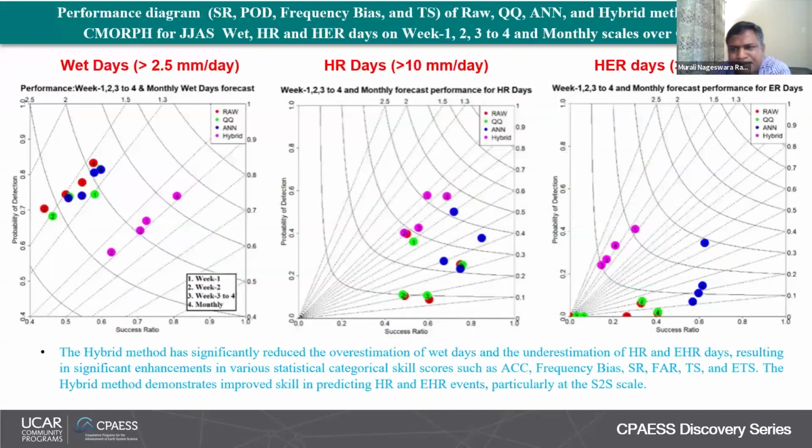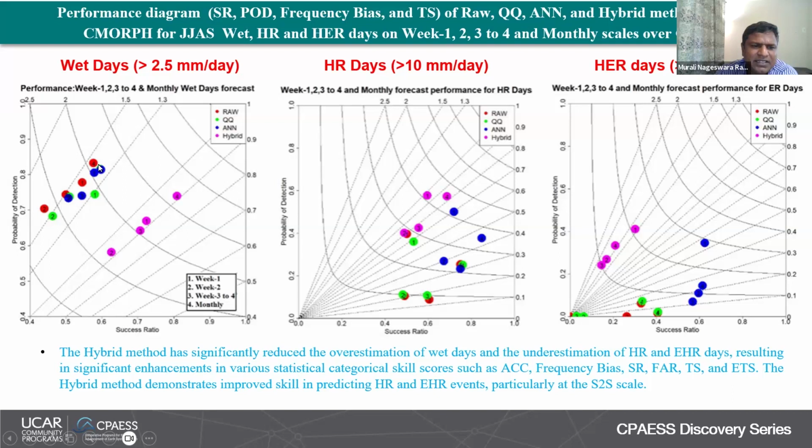So this depicts three categories: wet days, heavy rainfall days, and extremely heavy rainfall days. This is for the performance diagram. You can see in this first plot, the wet days case, the large under and overestimation in the raw model product. The top one is the raw model. Here 1, 2, 3 means: 1 is week 1, 2 is week 2, 3 means week 3 to 4, the 14 days case, and 4 is the monthly case.